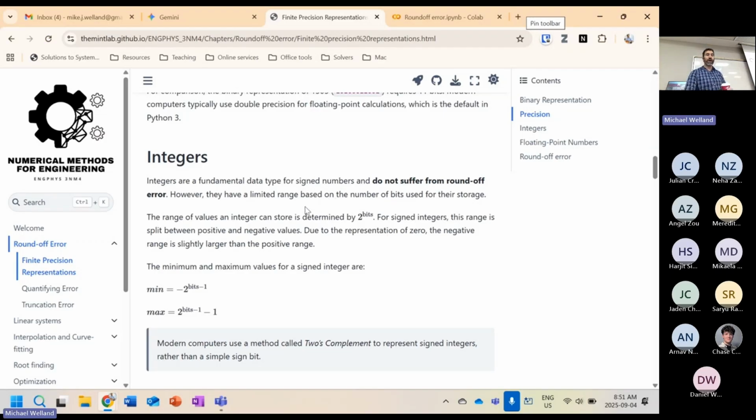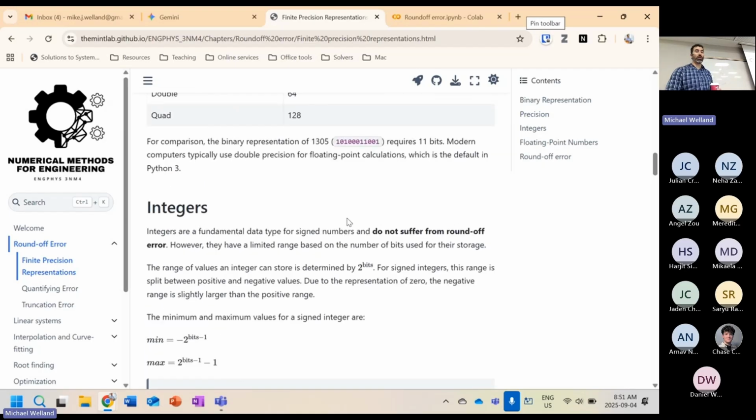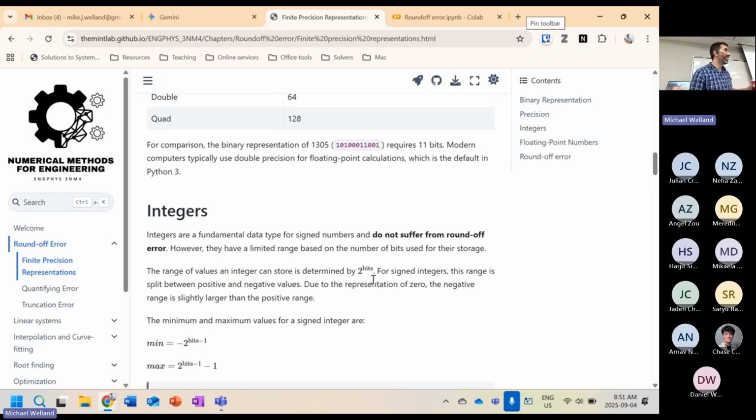Let's see. They do have a limited range based on the number of bits used for their storage. So this is where the precision comes in, as you'll see in a second. The range of values that it can store are determined by 2 to the power of bits. So if you have 32 bits, the largest number is going to be 2 to the power of 32. And then whether or not you include 0 is another question. So maybe it's -1, depends on your representation. And the range is generally split between positive and negative values.